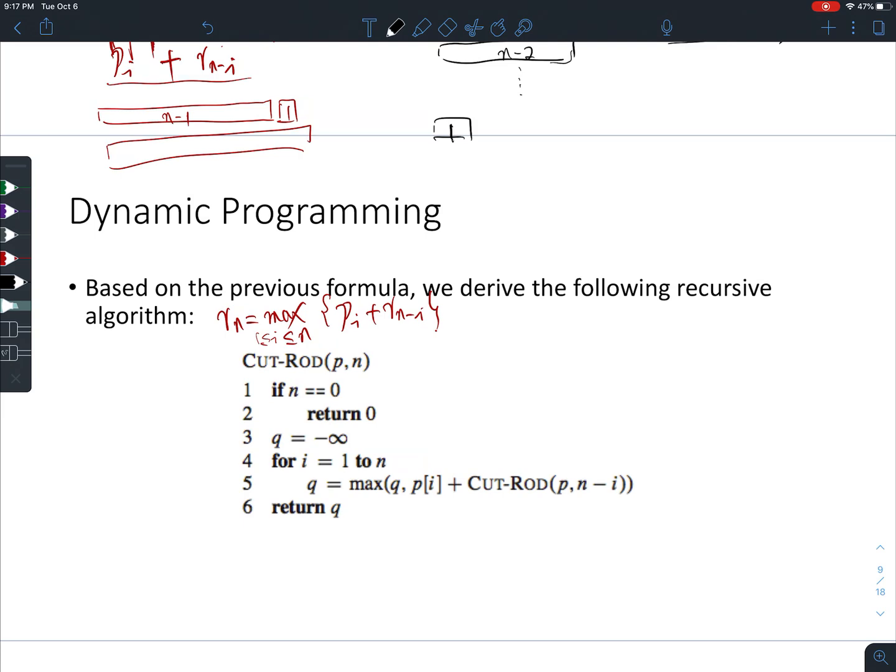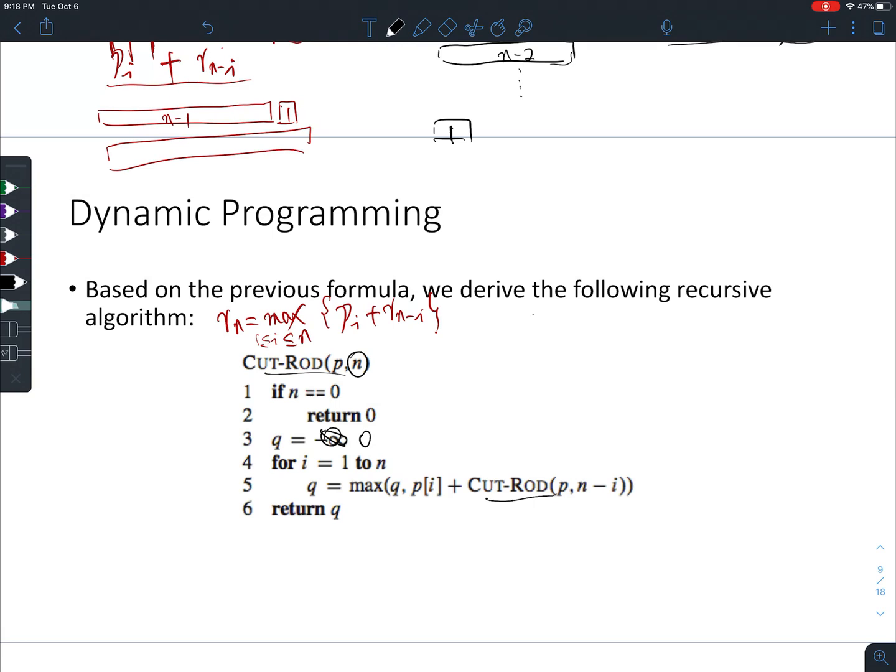So first it has Q as negative infinity. Negative infinity may be relatively difficult to understand, but let's make it a 0. Actually, if you substitute negative infinity with 0, the output will be the same. So for I starting from 1 to n, Q equals the max between Q and Pi plus cut rod Pn minus I. This cut rod function is going to calculate the highest revenue for a rod of length n.